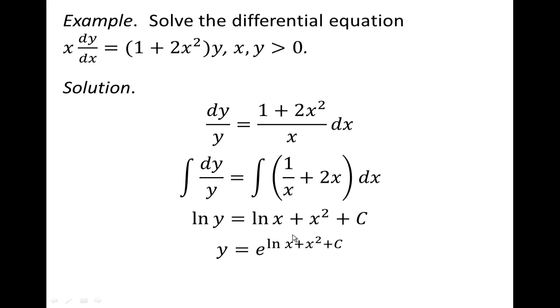e to the natural log of x is just x. e to the x squared we'll just leave as e to the x squared. And here's the kind of unusual one, e to the c. Since c is a constant, e to the c is also a constant, so we'll just name it a different constant. And so we end up with a x e to the x squared. The a being the e to the c here, x being e to the natural log of x, and e to the x squared coming from that. That's just a solution. It's a general solution. It does not involve any initial conditions.